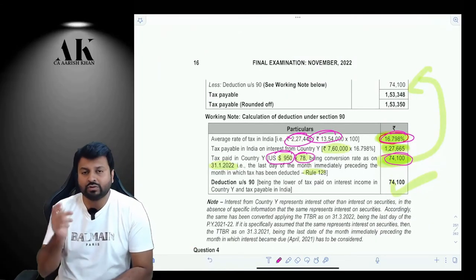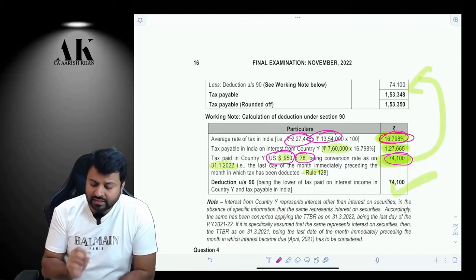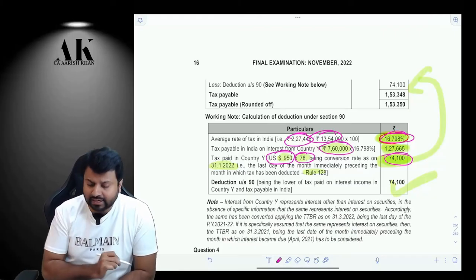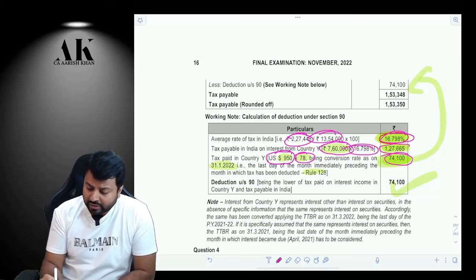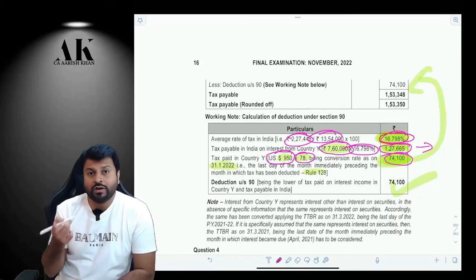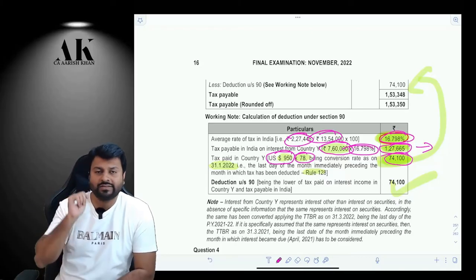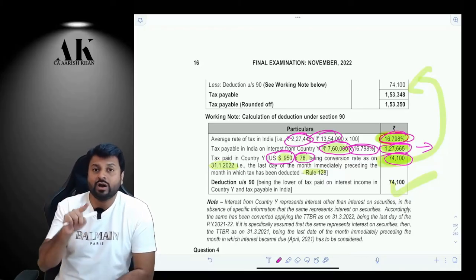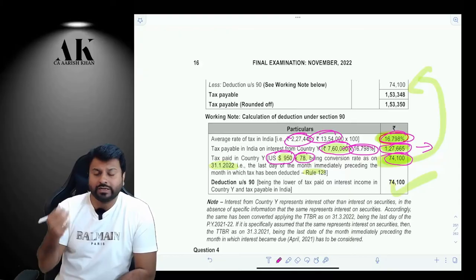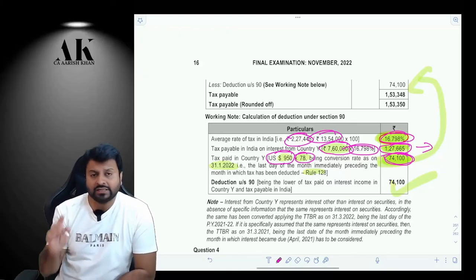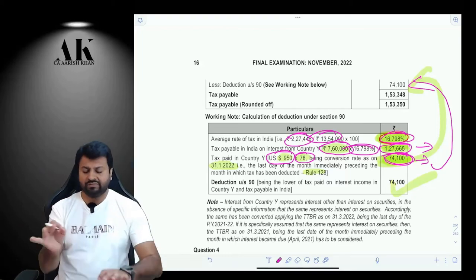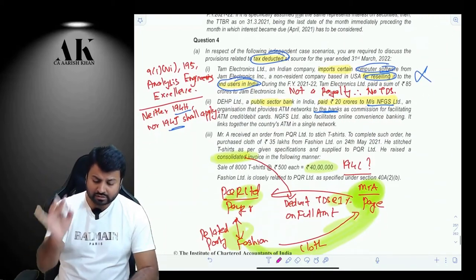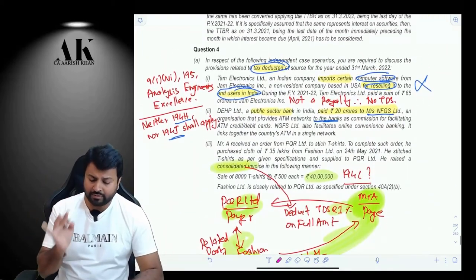Okay. Now we need to compute whichever is lower. How much is the doubly taxed income? 7,60,000 is the doubly taxed income. And what is the average rate in India? 16.798. So according to that, the tax in India on the foreign income comes to 127,665. And the tax in the foreign country on foreign income comes to 74,100. And you can take the relief of 74,100 over here. It's a beautiful question. Just go through it once. It's a very, very good and important question for your exam.